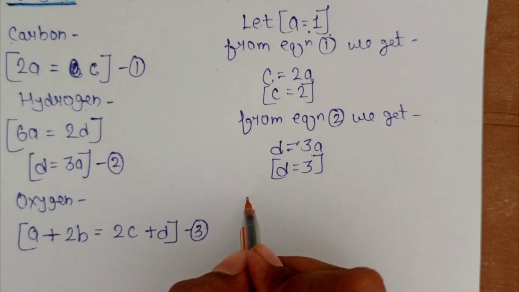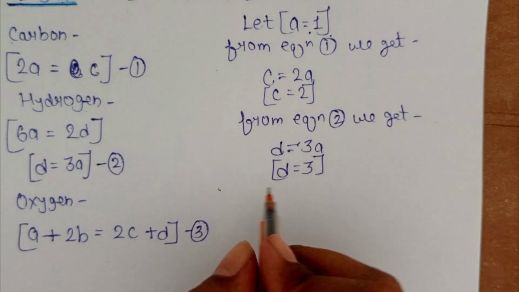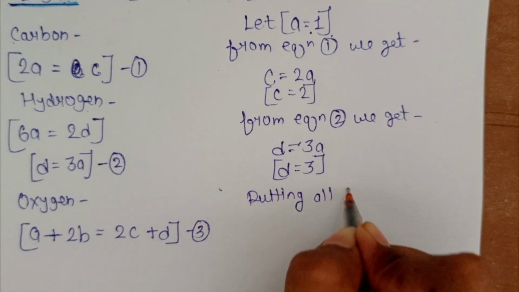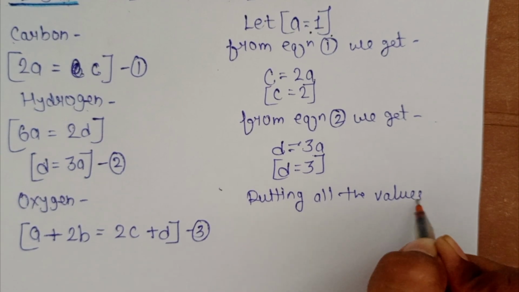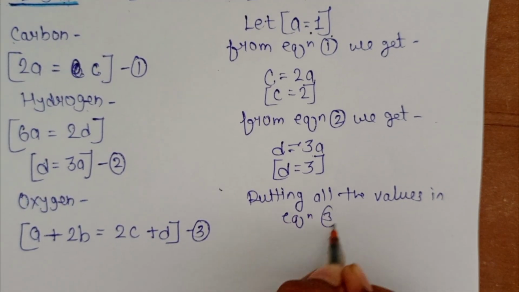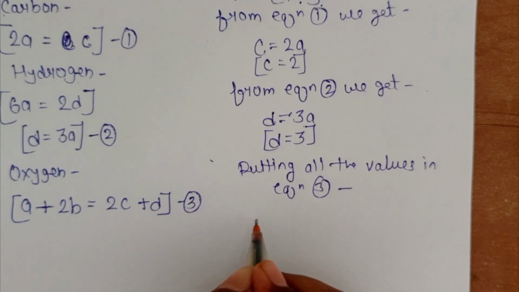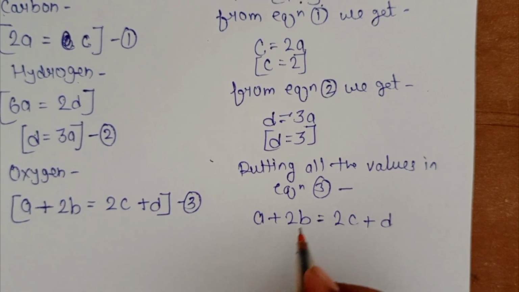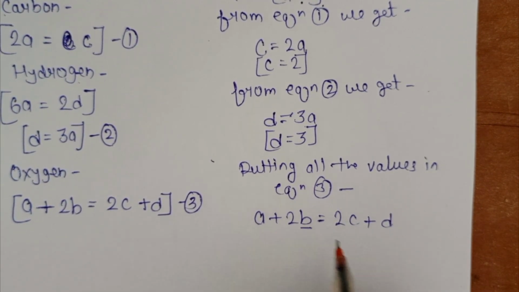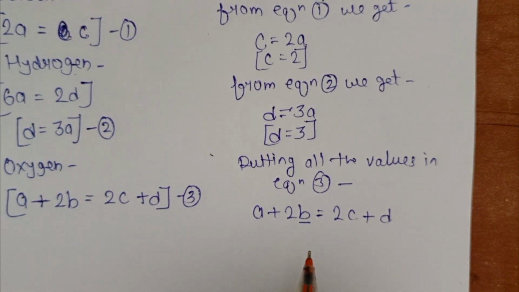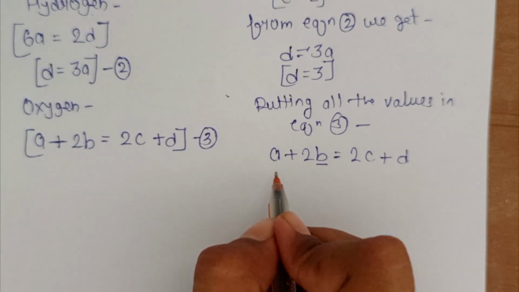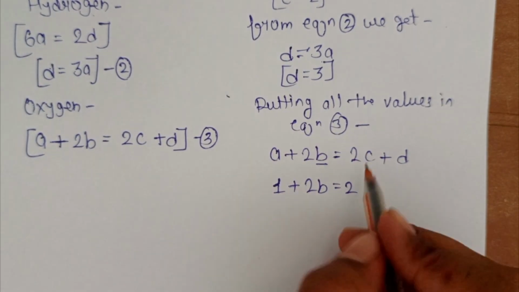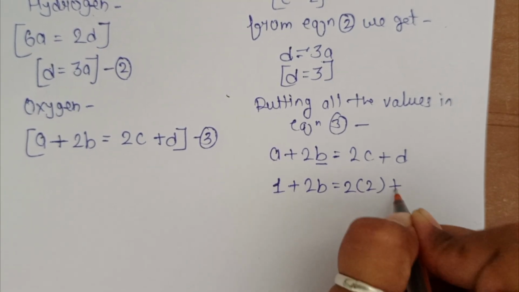Now come to equation number 3. On putting all the values in equation number 3, we get A plus 2B is equal to 2C plus D. Only we don't have the value of B, so we will put the remaining values: A, which is equal to 1, plus 2B is equal to 2C, C is equal to 2, and D is equal to 3.